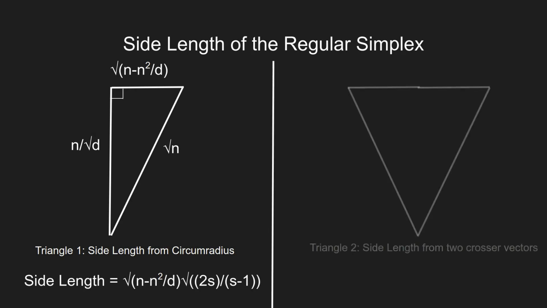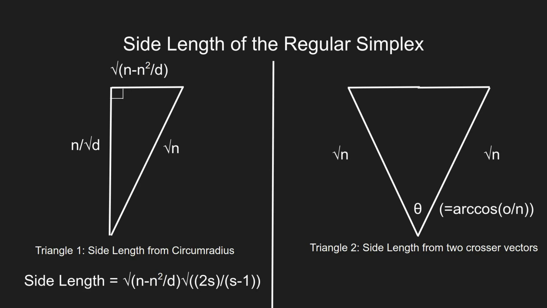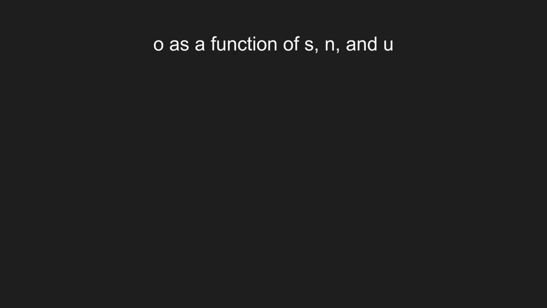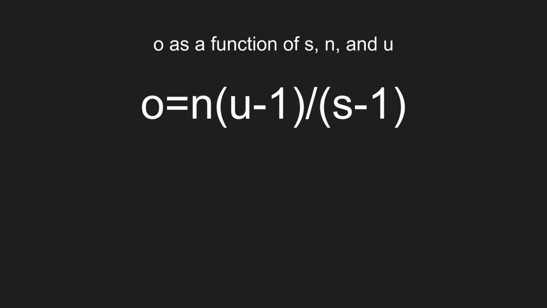We can form an isosceles triangle where the two equal length sides are any two crosser vectors, and the third side will be an edge of the simplex. We know that the angle between any two crosser vectors is theta equals arc cos of o over n. We can therefore express the side length of the simplex as the square root of 2 times the square root of n minus o. Setting this equal to the previous expression, also equal to the side length of the simplex, we find a relationship between o, n, d, and s. In solving for o, we find that o equals n multiplied by d minus 1 divided by s minus 1.